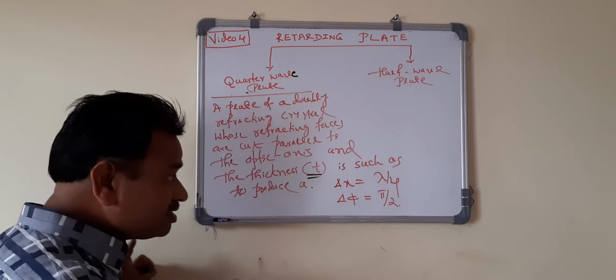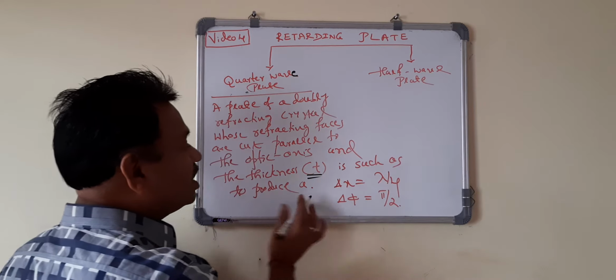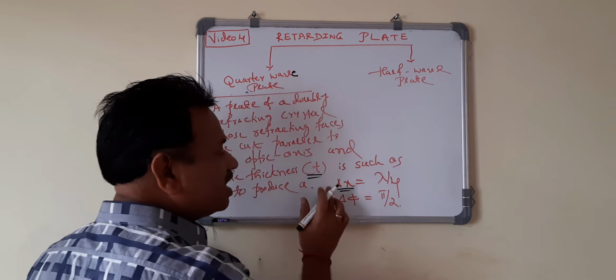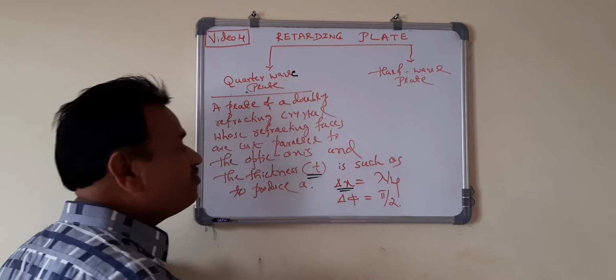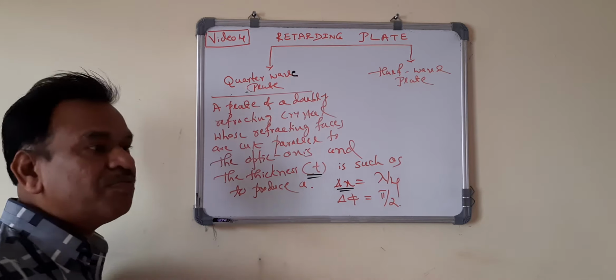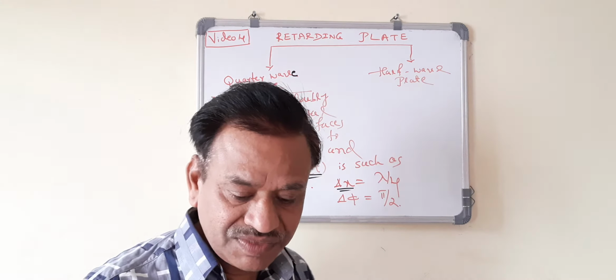The plate is cut parallel to the optic axis, and the thickness is T, to produce a path difference. Delta x is nothing but the path difference, and delta phi is the phase difference, equal to pi by 2.